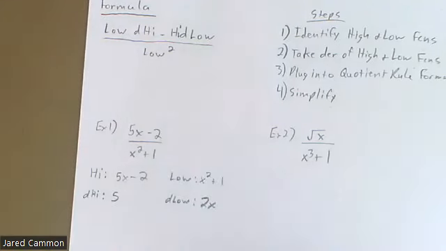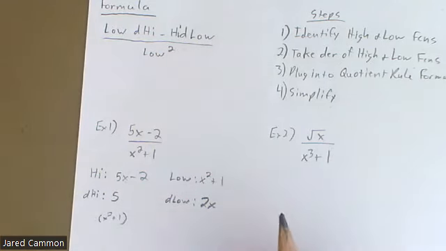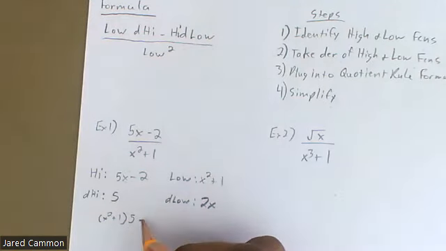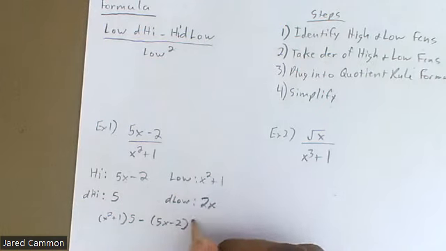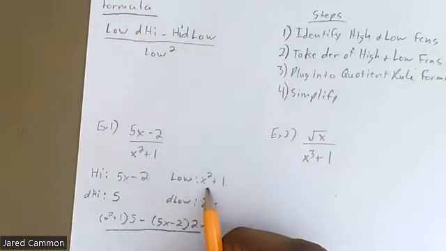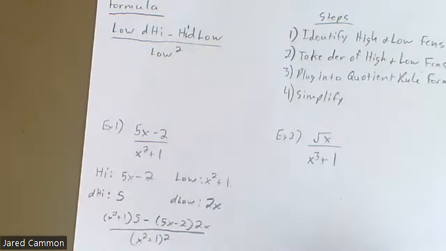So let's do our formula. We have low d high. So low, which is x squared plus 1, times the derivative of high, which is 5. So x squared plus 1 times 5. Then you're going to subtract high, which is 5x minus 2, times d low. The derivative of the low is 2x, so times 2x. And then we divide all of that by low squared. So low squared is x squared plus 1, squared.